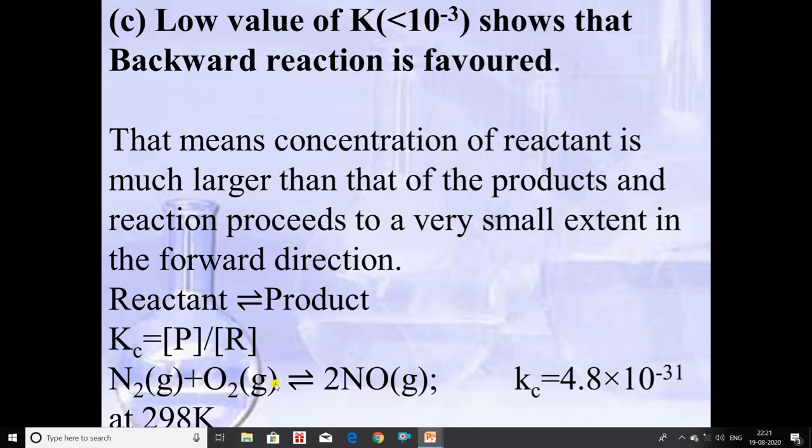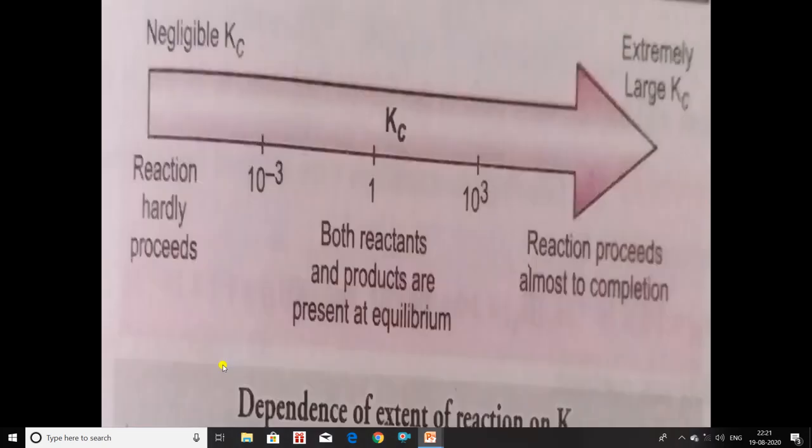So here for this reaction, the value of Kc is 4.8 into 10 to the power minus 31. So this value is less than 10 to the power minus 3. So that means this reaction is in backward direction. So this is the first application.